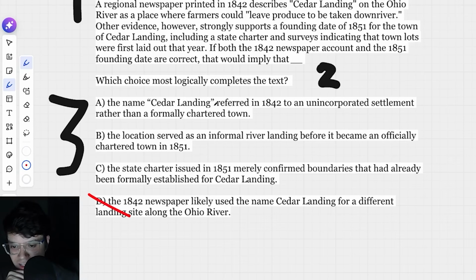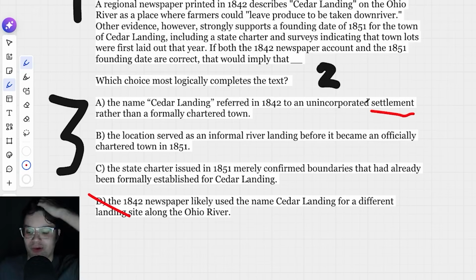The name Cedar Landing, okay, that sounds right so far, referred in 1842 to an unincorporated settlement. So the key thing I'm seeing there is this word settlement. Settlement implies the idea that there is already a full town located there. It implies that there are already grocery stores, businesses, restaurants, all that stuff. It just says here unincorporated. So that would be the idea that they had a town, they just didn't call it a town.